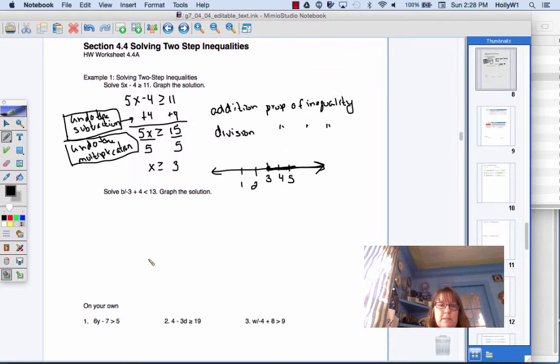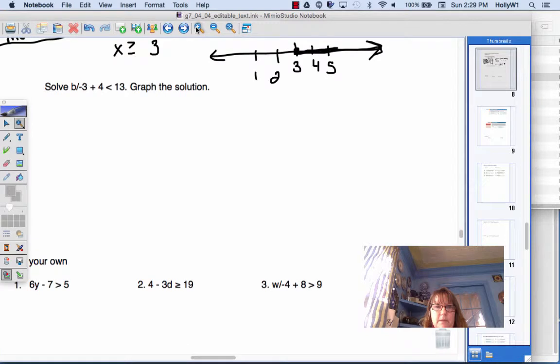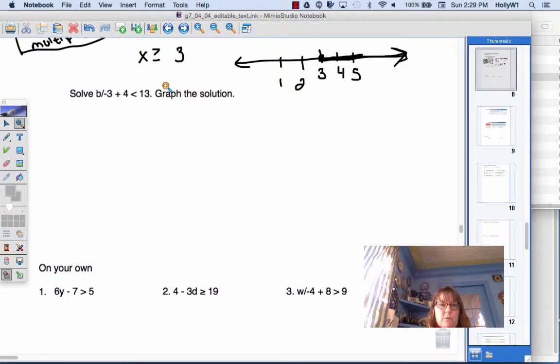Okay, let's solve this one, and let's actually make this bigger. I'm kind of running out of some room here. So solve b divided by negative 3 plus 4 is less than 13. So in this case, we need to undo the addition first. So we're going to subtract 4 from both sides.